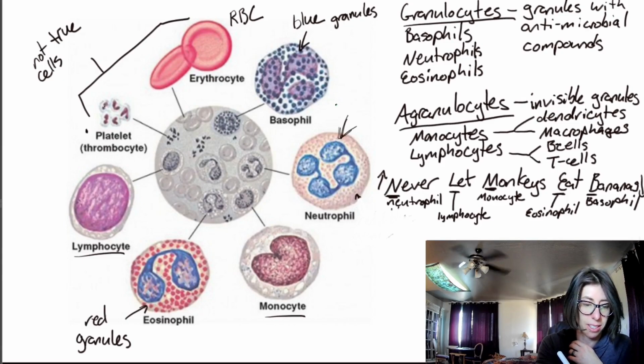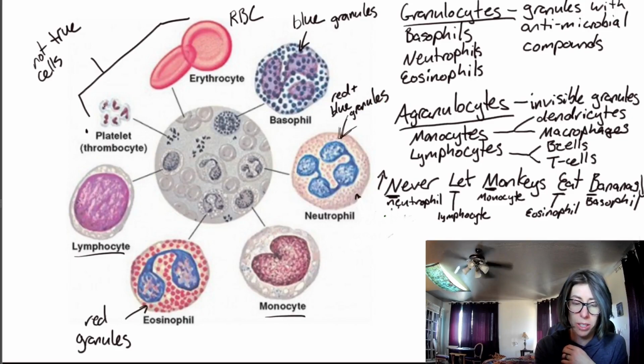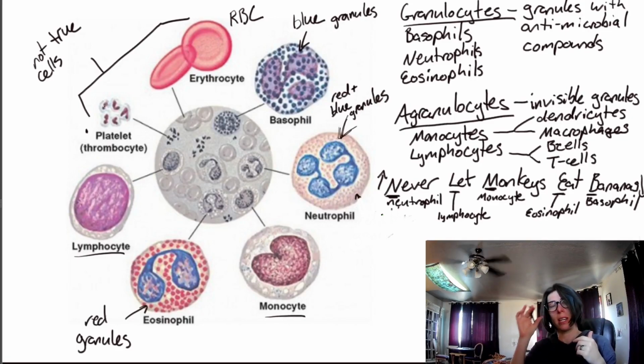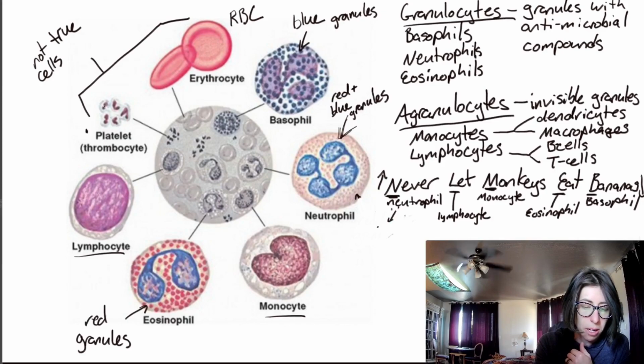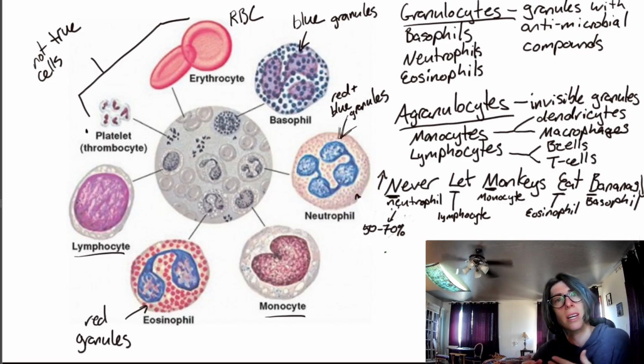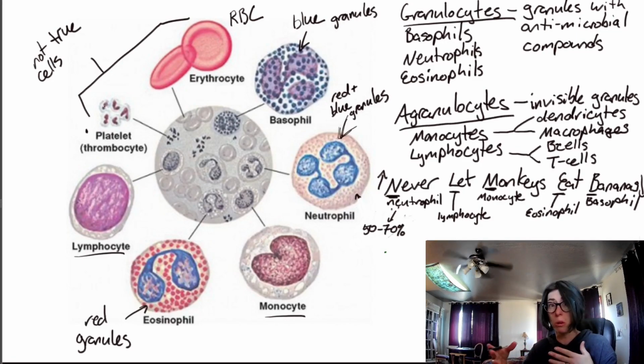Okay, so red and blue granules. Okay, so neutrophils, there's a normal range for each of these white blood cells, and if you do a white blood cell count and they're out of their normal range, it can indicate various styles of illness or infection. So neutrophils make up about 50 to 70% of all the white blood cells. Obviously this isn't 50 to 70% of the whole blood, because all of these white blood cells together make up less than 1% of whole blood. So it's 50 to 70% of the total white blood cell count.